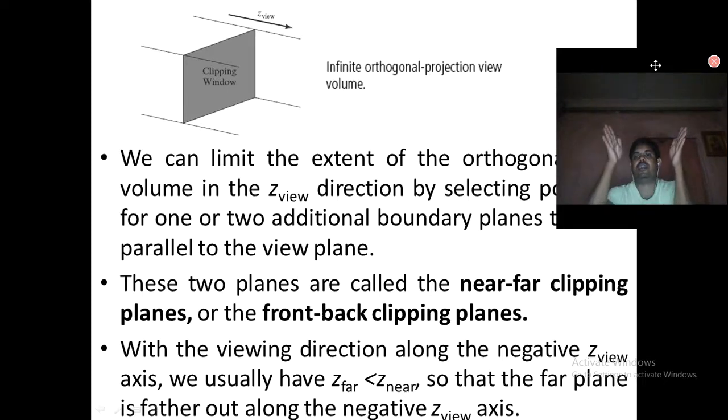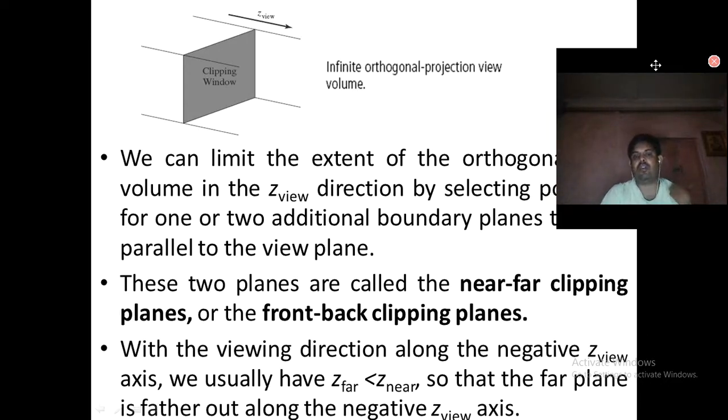Means we have decided left, right, bottom, top. Means x we have decided, y we have decided. We have not decided z. Means how much depth you want to see in that object, that we have not decided. That we have to decide here, right? That is the meaning of the second point.